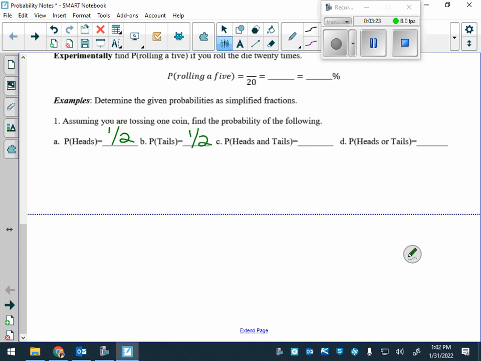What is the probability of heads and tails? Assad? Heads and tails. 0, right? 0. Landing heads and tails. How about probability of heads or tails? Go ahead, Wes. 1. It's 2 out of 2, which is 1.